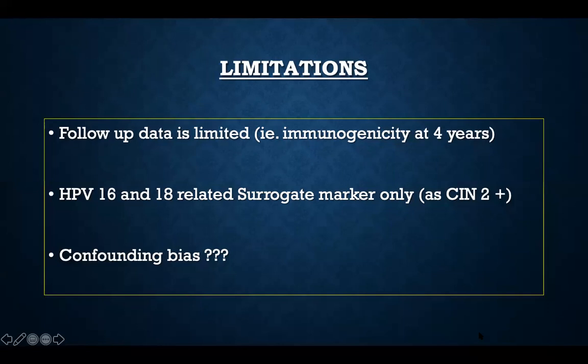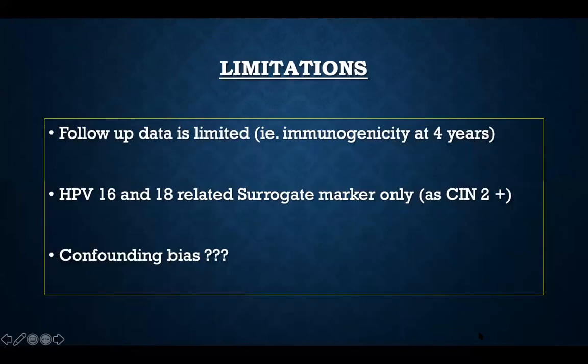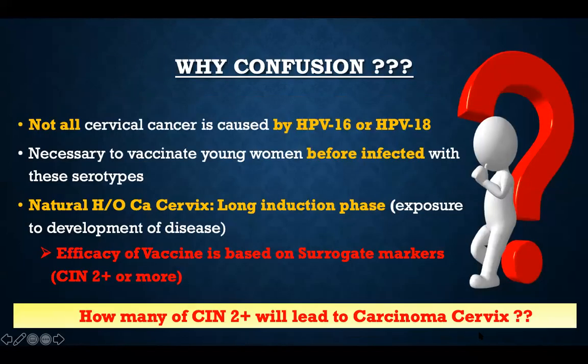But the maximum follow-up in all the trials done for all the HPV vaccines was only up to 9 years. Secondly, if you do some research on all the vaccine trials, you would see that all of these trials are being promoted by the pharma companies. Now, the HPV vaccine is being recommended by CDC, WHO, FOGSI, Indian Academy of Pediatrics, European Medicines Agency, but there is a confusion. Why is there a confusion?